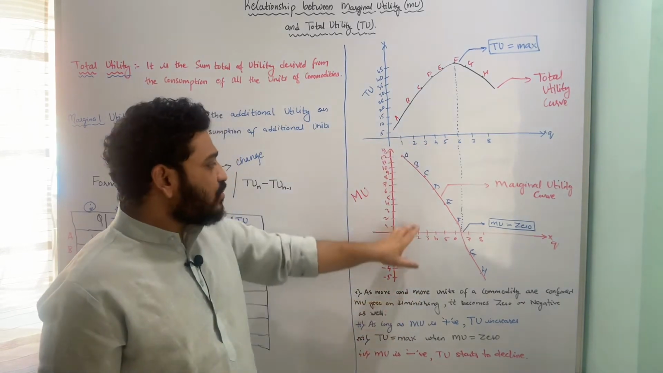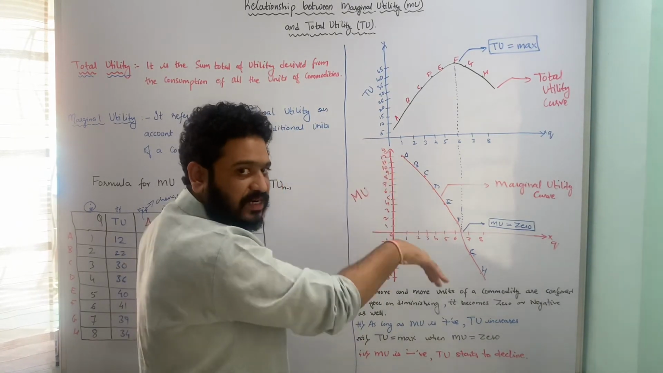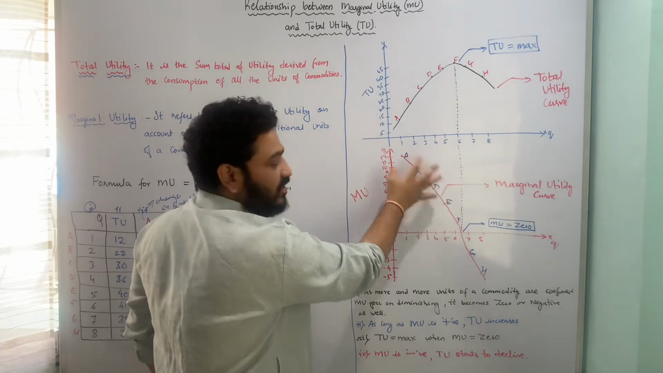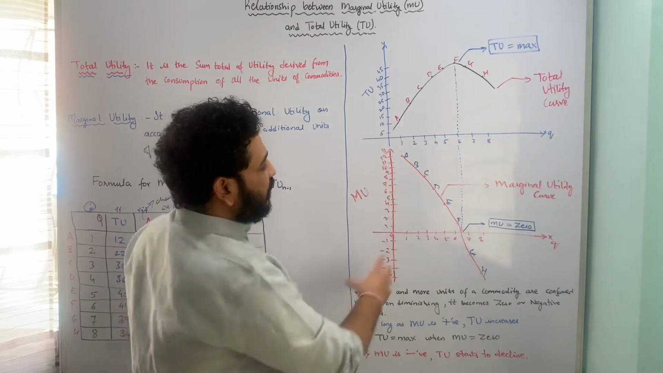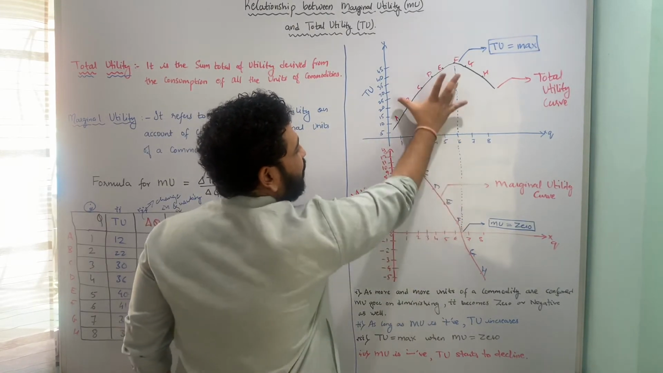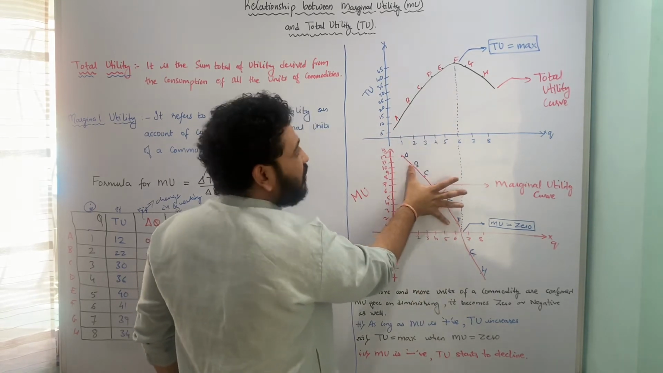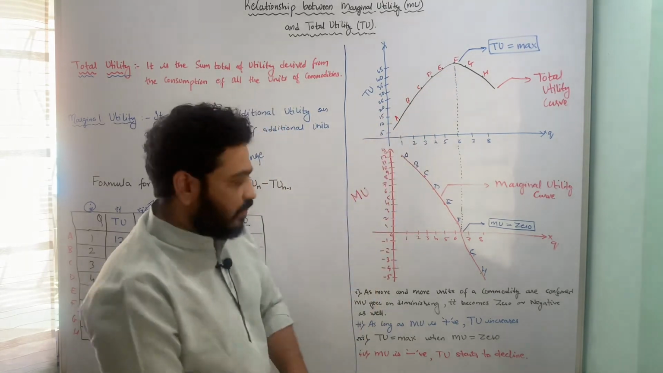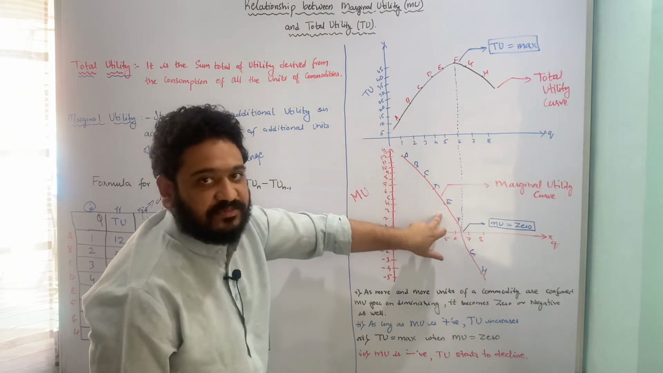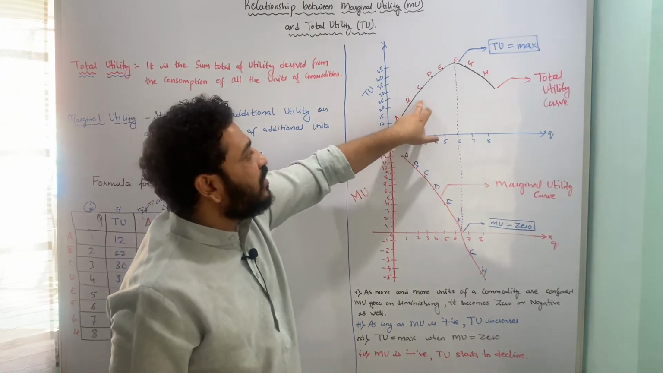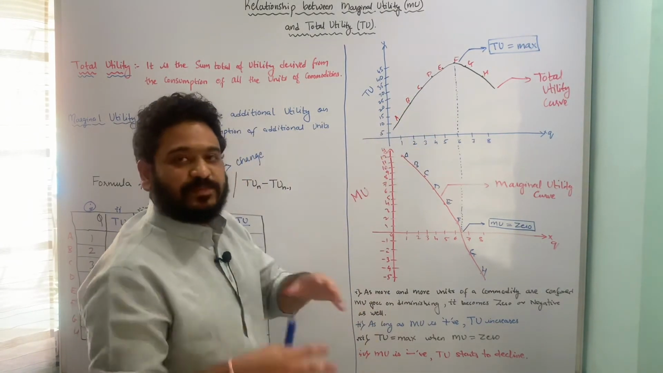The second is, as long as marginal utility is positive, that means from A, B, C, D, E, F, G, it is falling down, but it is at least in the positive coordinate. So as long as the marginal utility is positive, total utility in this entire segment is increasing. Marginal utility is becoming 0 at this point. So as long as marginal utility remains in the positive coordinate, total utility is increasing. This is the second relation between marginal utility and total utility.